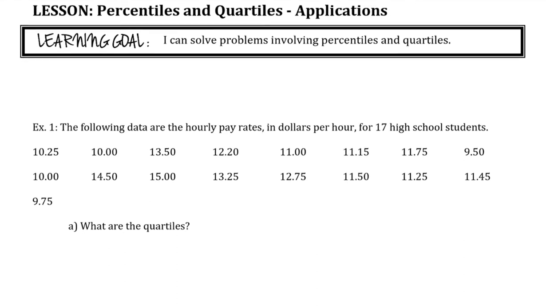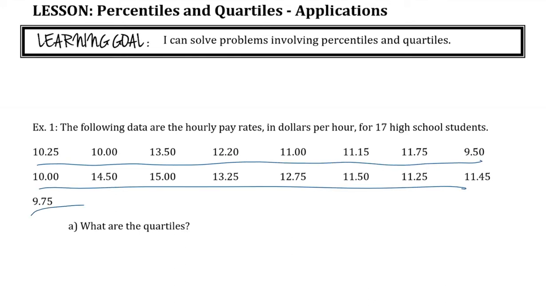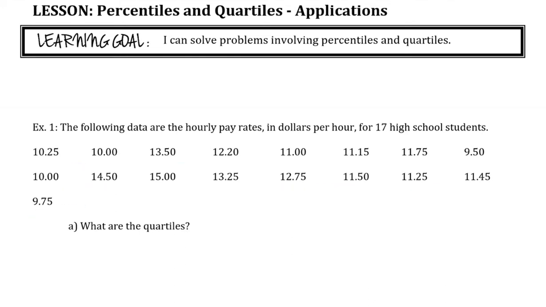So the first thing we have to do, like I said, is put them in order. And I'm just going to scan through and find the smallest. So the smallest is 9.50, and I'm going to write that down, and I'm going to cross it off. I'm going to cross them off as I go, and that will make sure that I keep track of the ones I've used, and hopefully I won't miss any, and I will actually get them in order.